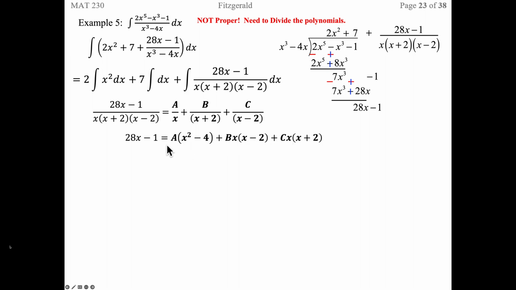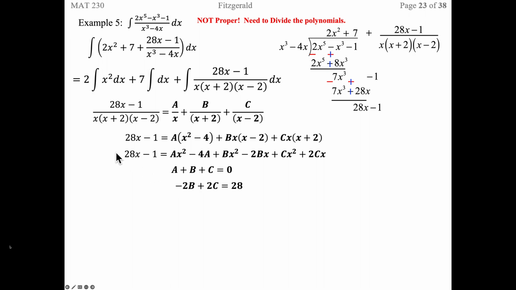So here we're going to distribute the A. Ax squared minus 4A, distribute the Bx, Bx squared minus 2Bx, distribute the Cx, Cx squared plus 2Cx. All right, my x squared term, slow down, mouse. There is no x squared, so that's going to be a 0, but I have an Ax squared, a Bx squared, and a Cx squared, so A plus B plus C equals 0.